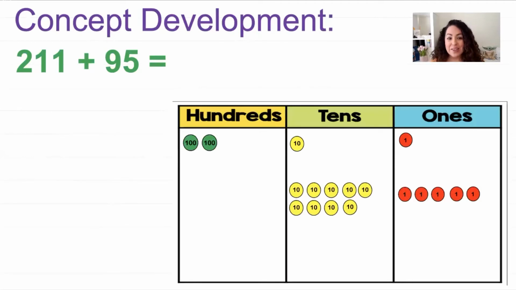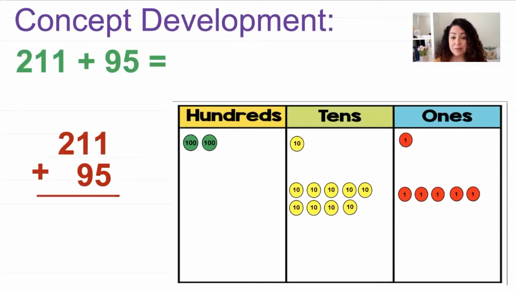Okay, let's go ahead and start off by putting these numbers right in the algorithm. So I have 211 plus 95, and you can see that my numbers are lined up nice and straight. My ones are with my ones, and my tens are with my tens. Now that I have my algorithm ready, let's go ahead and look at our ones place. So I have 1 1 on top, and then I have 5 ones on the bottom. So altogether, I have 6 ones. No need to bundle because I don't have 10. Let's see where we put that in our algorithm. We put it in our ones place.